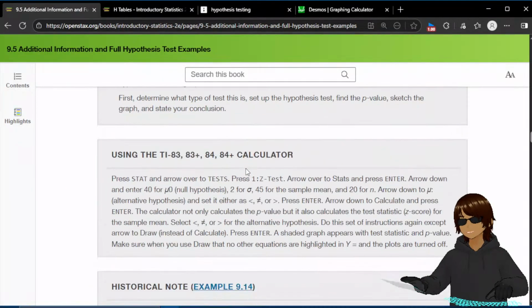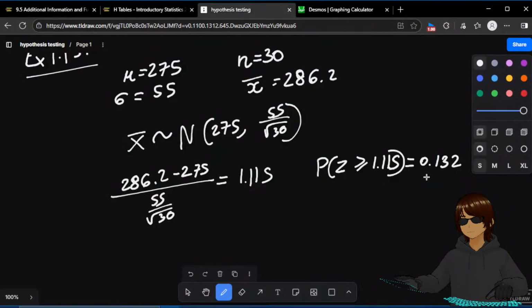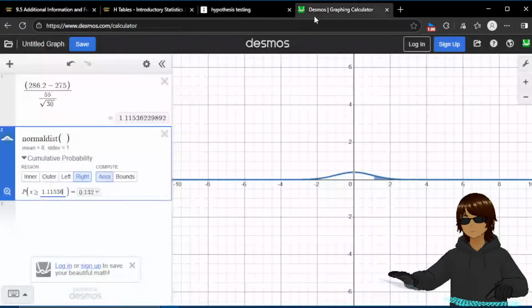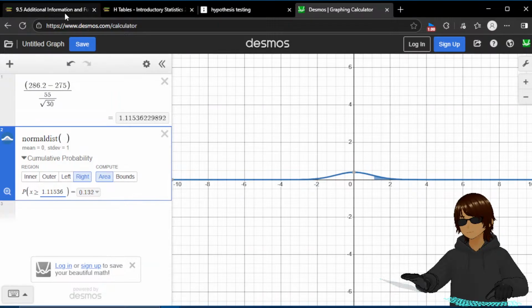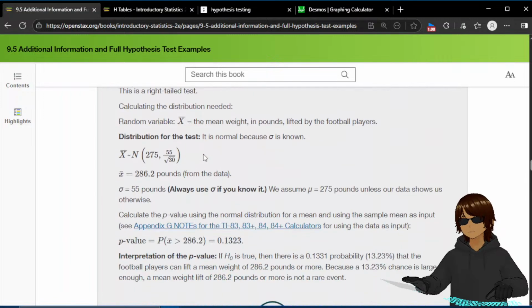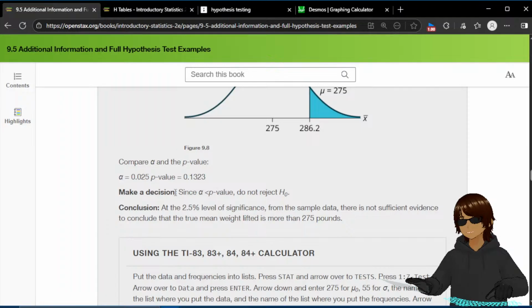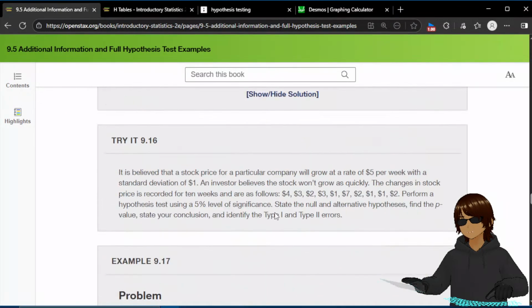So if our alpha is 0.025, is the p-value lesser than it? No, the p-value is not lesser. We do not reject the null hypothesis. Yeah, we do not reject it. There is not sufficient evidence to conclude that the true mean weight lifted is more than 275 pounds.